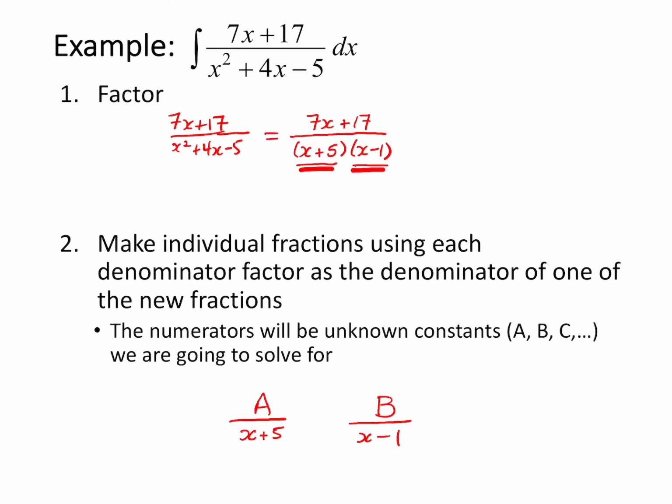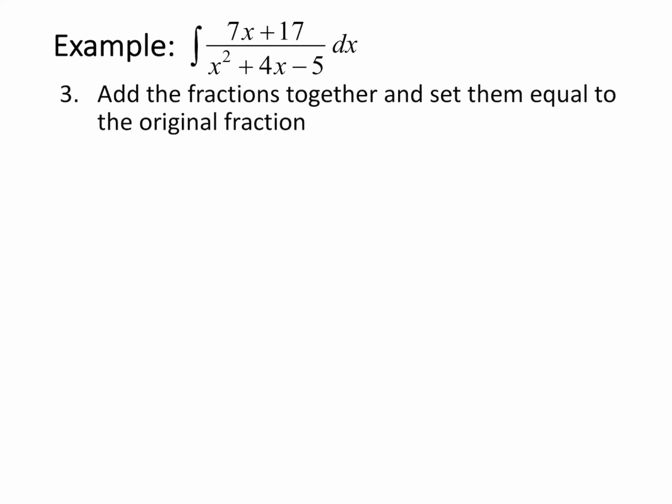Next, what we're going to do is take these and combine them. So we're going to add the fractions together and set them equal to the original fraction. So we have this a over x plus 5, the b over x minus 1, and we are going to add them together and set them equal to the original fraction, the 7x plus 17 over x squared plus 4x minus 5. So we have these two fractions that are adding together, and they're equal to the 7x plus 17 over x squared plus 4x minus 5.